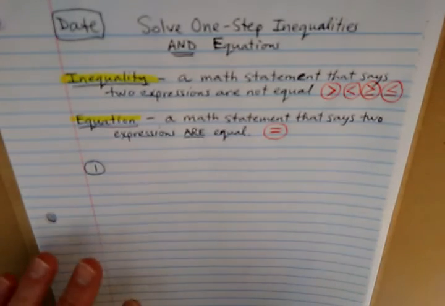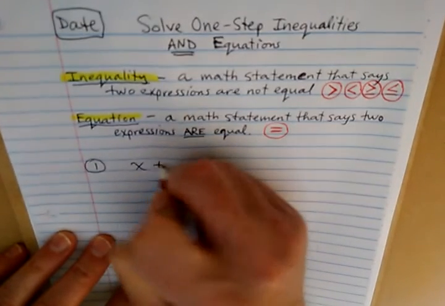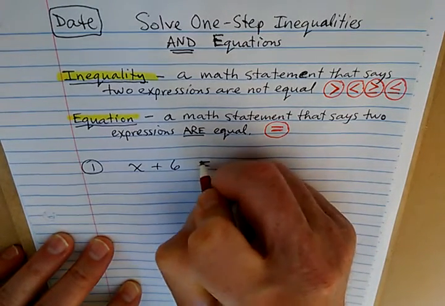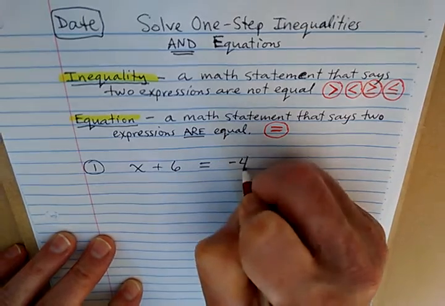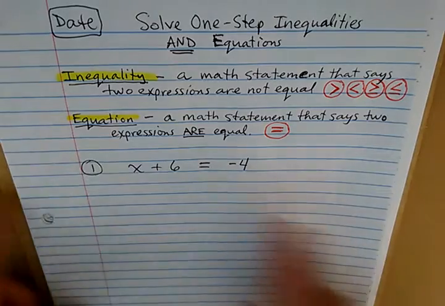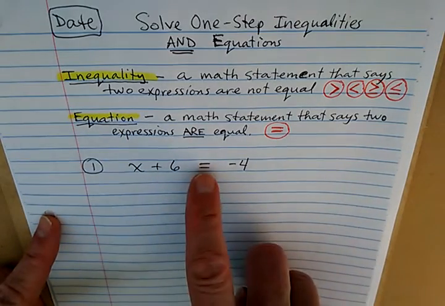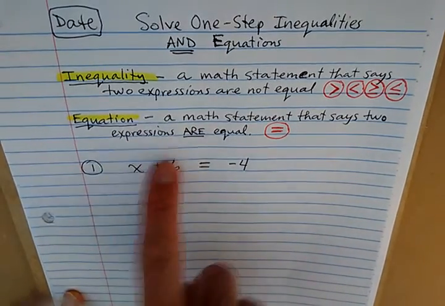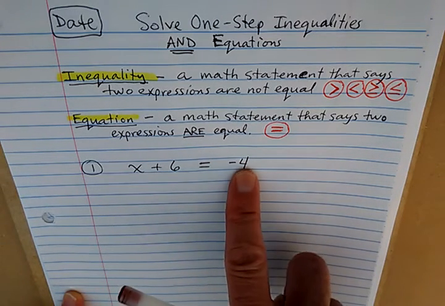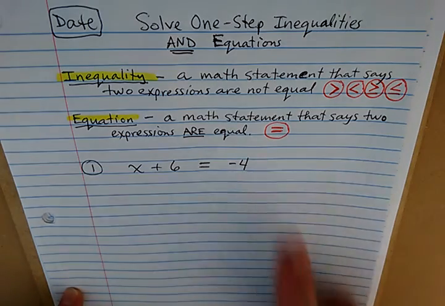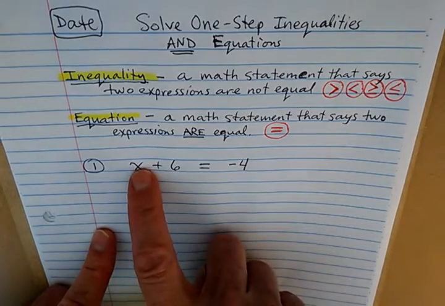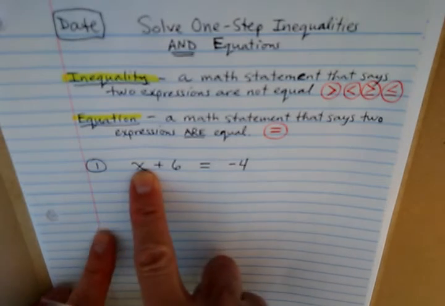Our first example will be x plus 6 equals -4. X plus 6 equals -4. So we're going to start off with an equation. We can tell it's an equation because there's an equal sign. That means this expression has to be the same value as -4. So we're going to solve. Remember, solving means finding out the value of the variable. What is x? That's what we're going to figure out.